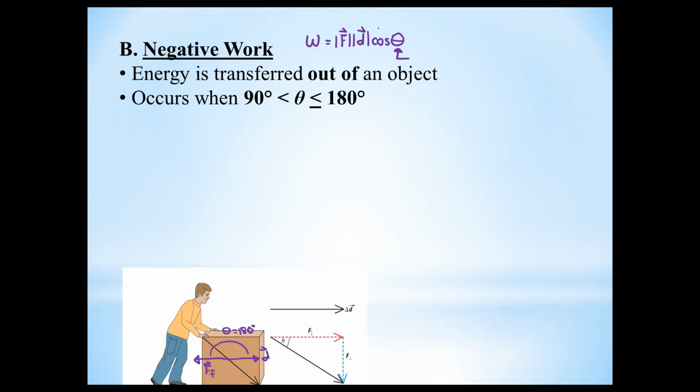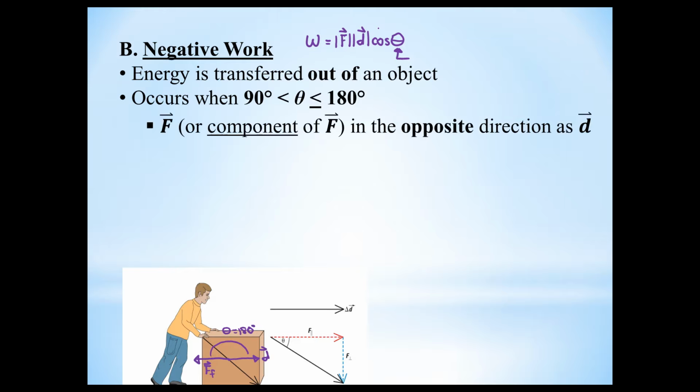Therefore, negative work can occur when theta is less than or equal to 180 degrees, which would be maximizing negative work, and greater than 90, but not inclusive of 90. And again, I know in the diagram that I showed here that the force of friction is completely opposite in direction to that of the displacement. But if you had a force where at least some component of the force was opposite in direction to d, you would again get negative work.